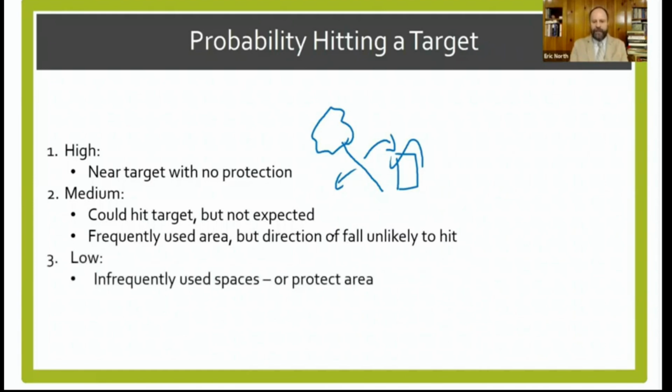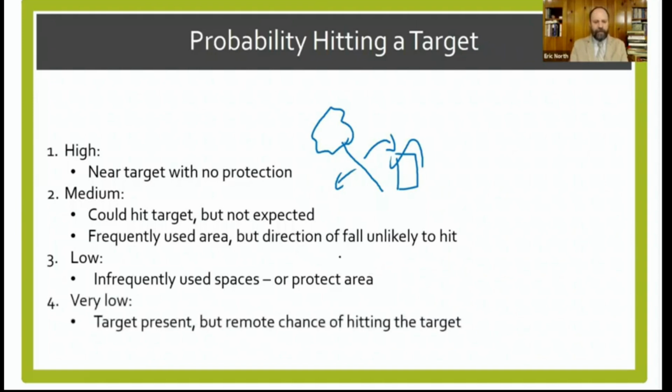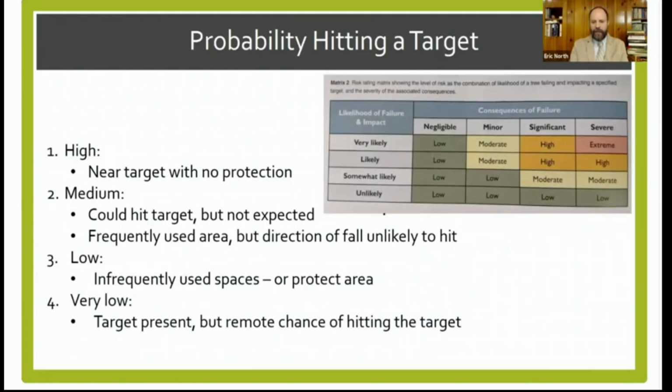Low frequency, this is typically, maybe it's a cabin that's only used certain times of year, and it's not a big thing to consider. Very low, target present, but a pretty remote chance of hitting it. And then here's the matrix for this.